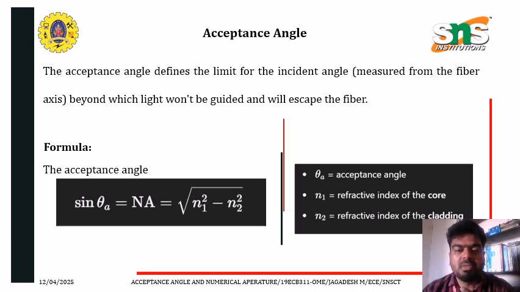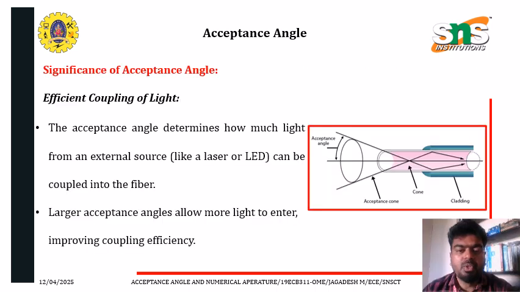So the formula for the acceptance angle is sine theta A equal to NA, that is the numerical aperture that we are going to discuss in the forthcoming slide, which is equal to root of N1 square minus N2 square, where theta A is the acceptance angle, N1 is the refractive index of the core and N2 is the refractive index of the cladding. We know the core and cladding are the two important pivotal concepts in optical fiber communication.